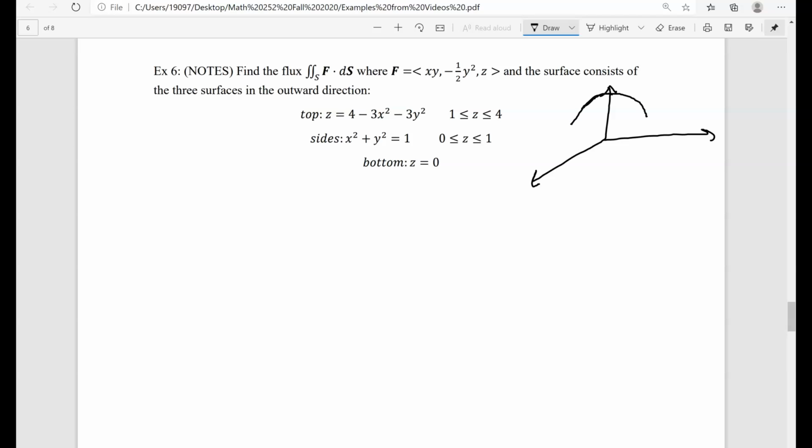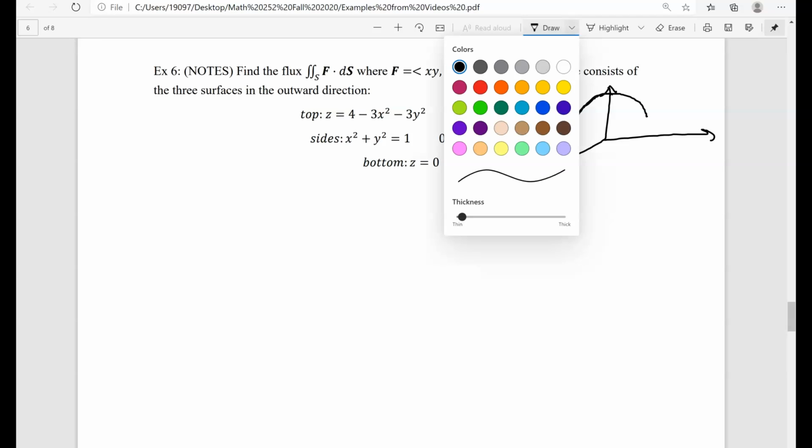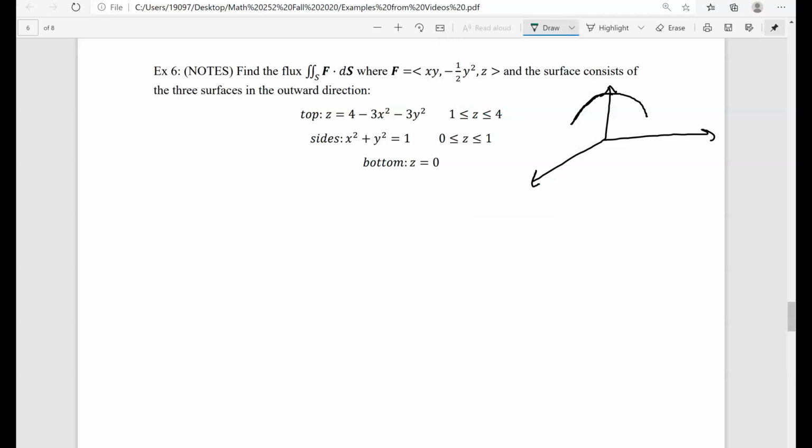So you can imagine the paraboloid going like that. Then the sides of that part are going to be the cylinder. So you got a cylinder here. And then you got a bottom z equals 0. Okay. So you kind of have something that looks like that. Right. So you got this kind of like a cap and then like a soda can on the bottom.